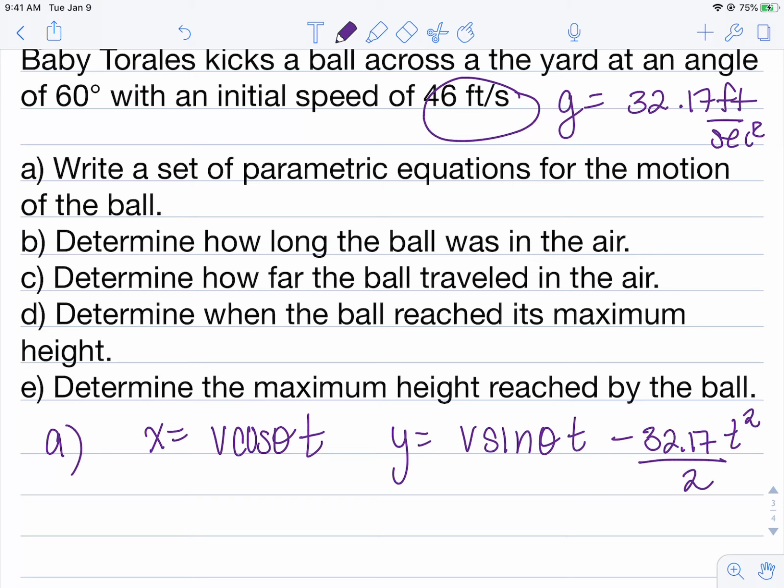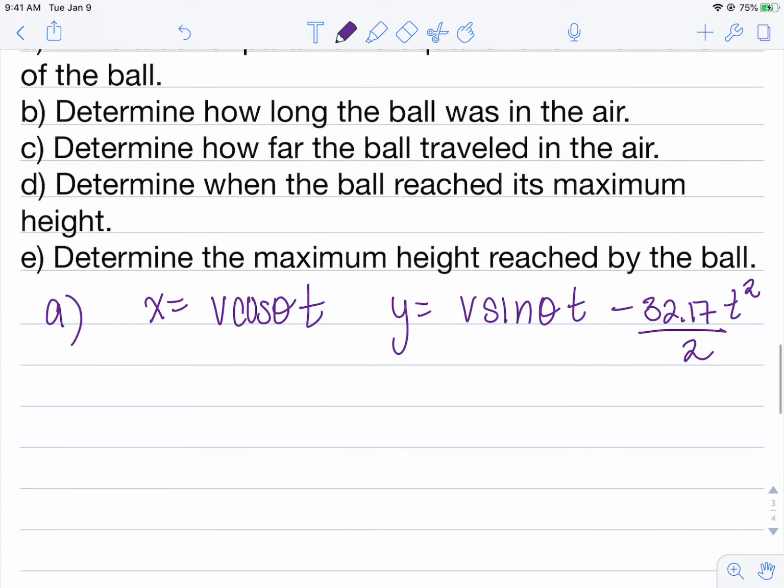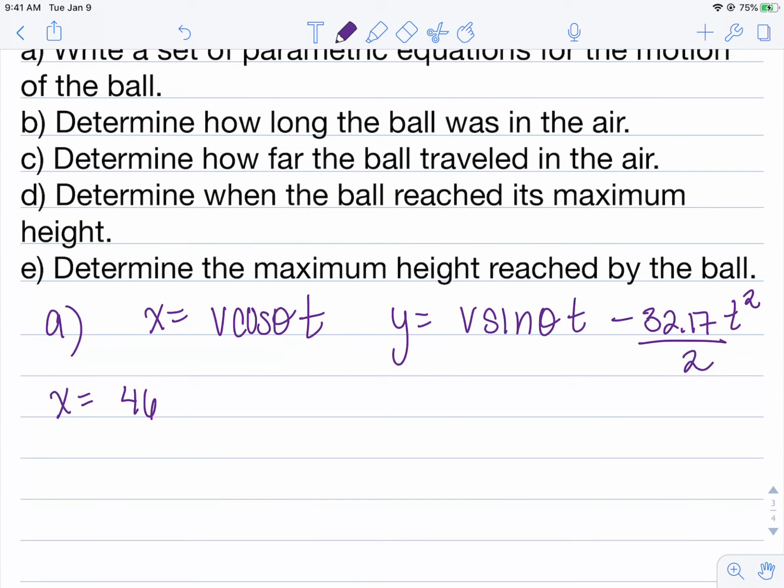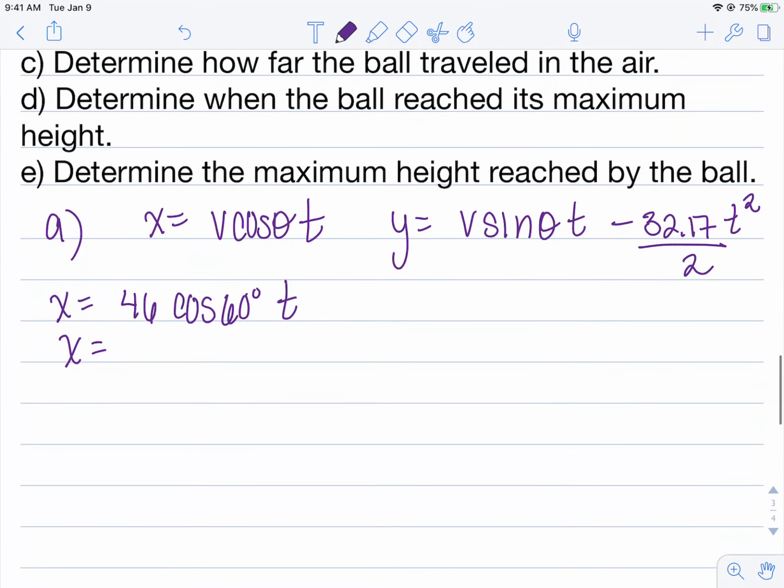Now we just have to plug in, and that's it. We have x equals v, which is 46, times cosine of 60 degrees times t. Think back to your unit circle. The cosine of 60 is 1/2. So we have x equals 23t, and that's the parametric equation for x.